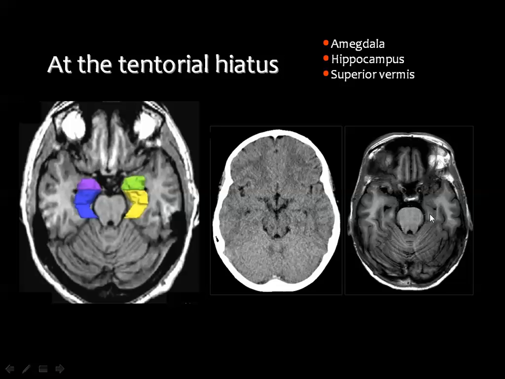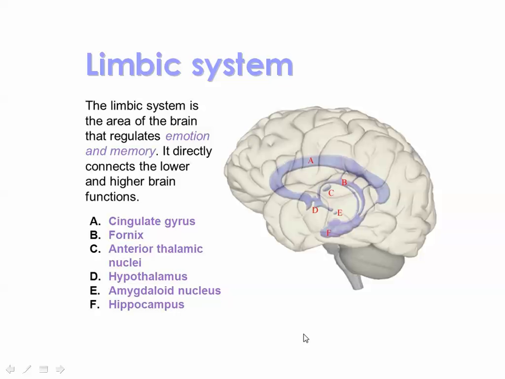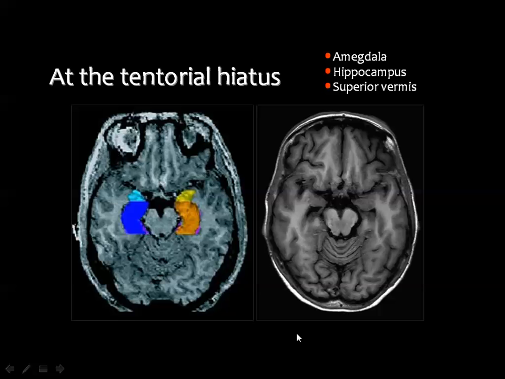This is the temporal horn of the lateral ventricle, and this is the site of the amygdala, and this is the site of the hippocampus. Then you know that the limbic system is the part of the brain which regulates the emotions and memory. And this limbic system is a very, very complicated system. The amygdaloid nucleus and the hippocampus are parts of this limbic system. And if you look here, you can easily appreciate the site of the amygdaloid nucleus or the amygdala and the site of the hippocampus.